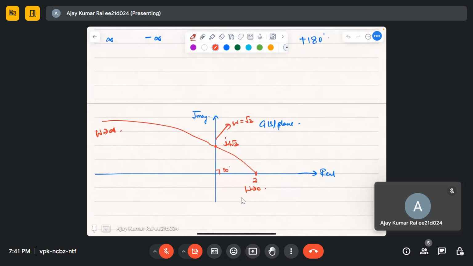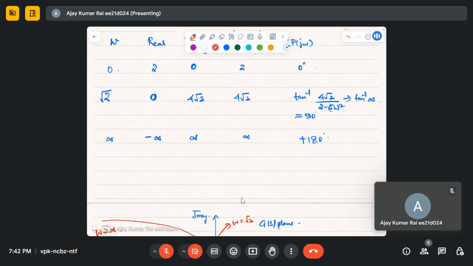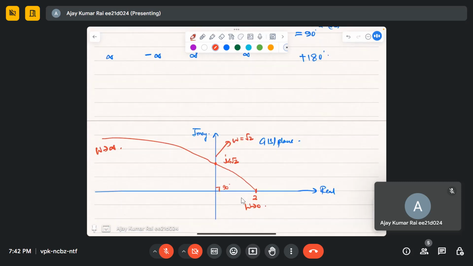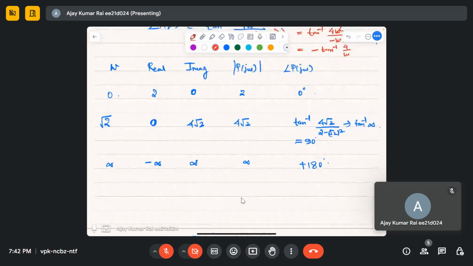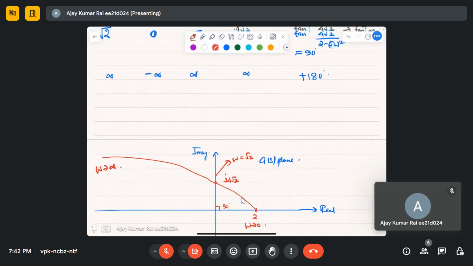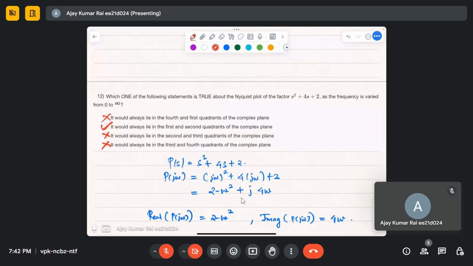We have plotted the Nyquist plot. Okay, it starts from the first quadrant, the real axis, and then it goes to the second quadrant. In the second quadrant at omega equal to infinity, the imaginary and the real part are infinity. And just by seeing the sign, I know they are in the second quadrant. That's why the phase is equal to plus 180 degrees. Okay, so any doubt in this question?